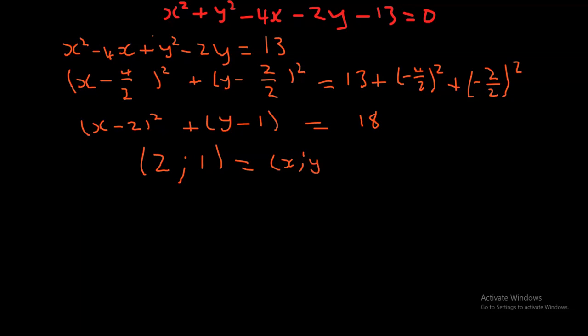And then your 18 will be your r squared. If they want r or radius, it means that radius will be square root of 18. So that is how you can use the completing the square method to find the center coordinate of the circle, for those who are doing grade 12, since you'll be doing circle geometry. This only applies to grade 12s, because it won't apply to grade 11s.